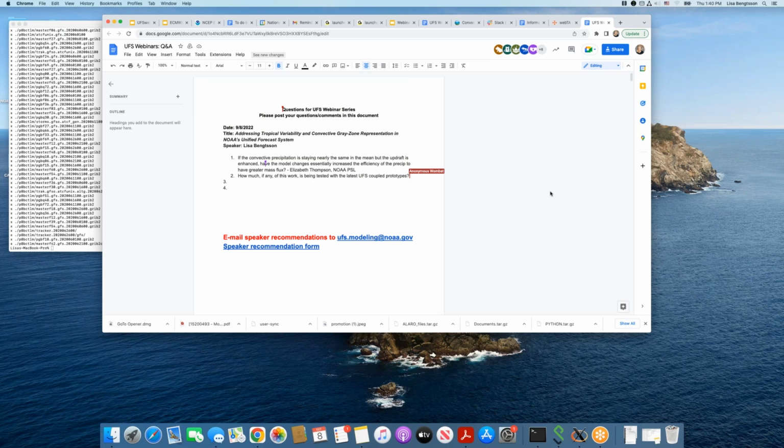Okay, so if the convective precipitation is staying nearly the same in the mean, but the updraft is enhanced, have the model changes essentially increased the efficiency of the precip to have greater mass flux? Yeah, I would say to Elizabeth's question, I don't know if everybody, should I repeat the question perhaps loudly? So she asks, if the convective precipitation is staying nearly the same in the mean, but the updraft is enhanced, have the model changes essentially increased the efficiency of the precip to have greater mass flux?